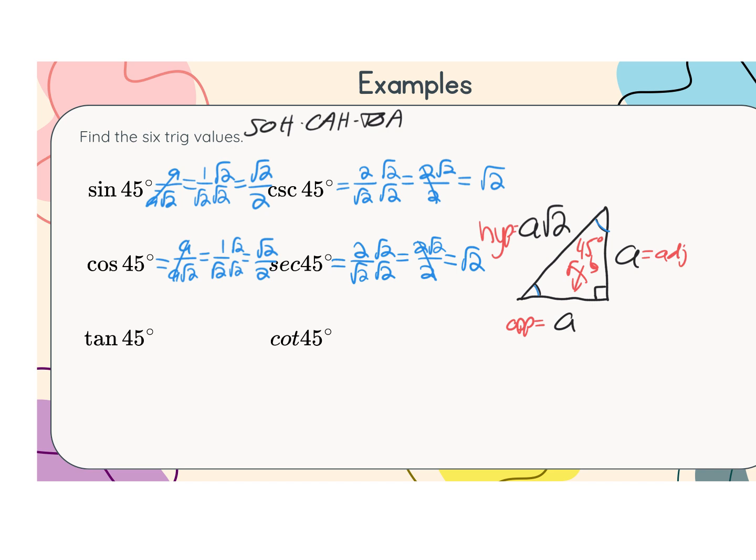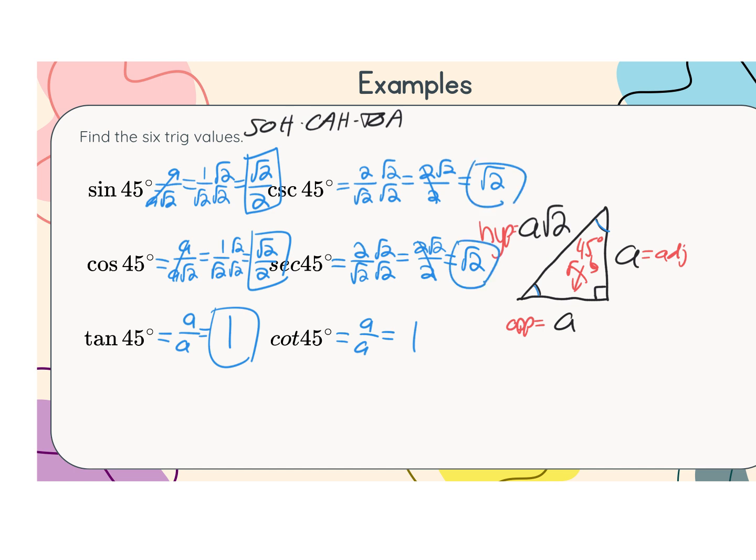Let's see what happens at tangent. Tangent is opposite over adjacent, so it's going to be A over A. And anything divided by itself is 1. If you do the same thing with cotangent, we get A over A, adjacent over opposite, which is also going to get you 1. So then we get these as the 6 trig values of 45 degrees. And then you can see 45 degrees is kind of nice, because we get some repeating values that make some of the work a little bit easier.